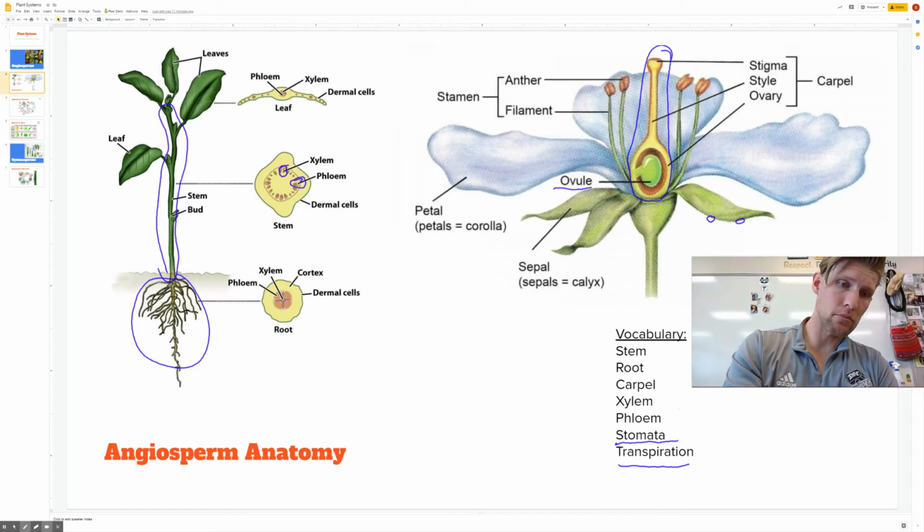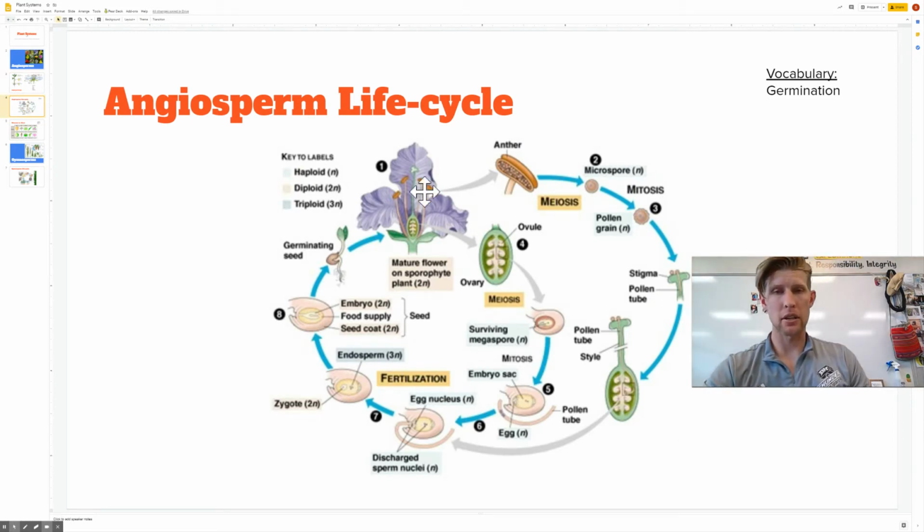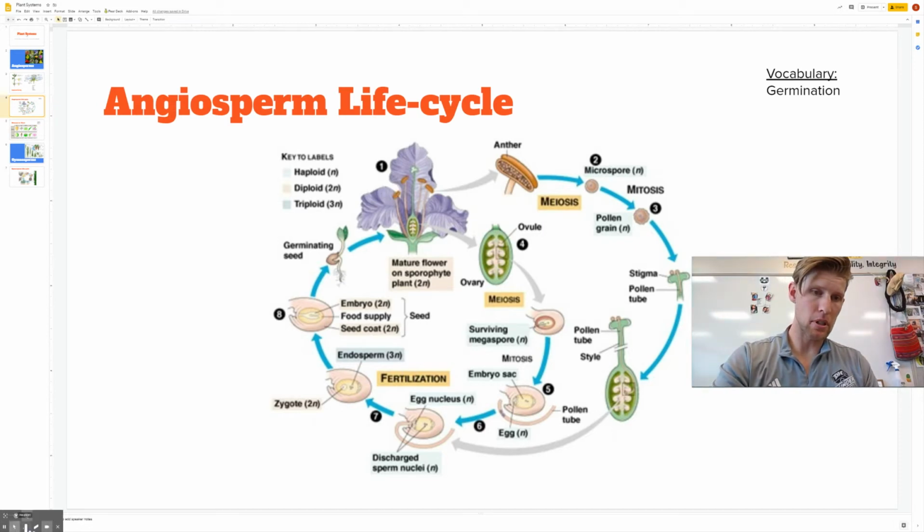Next, let's kind of look at their life cycle. Now, first you have the anther right here. Let me get my marker. The anther is right here, all these. That's where the pollen is.